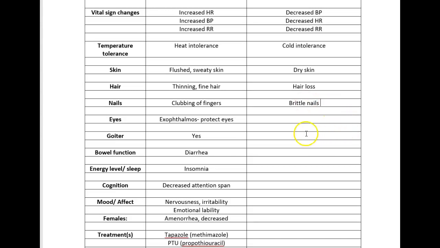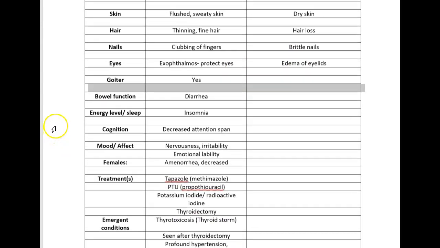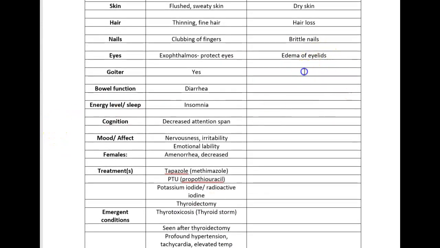Moving further down, as far as the eyes, you're not going to have exophthalmos. But when you think about myxedema, which can either be congenital untreated hypothyroidism or become a hypothyroid emergency, you may see edema of the eyelids. You also might see a goiter. So the patient with hypothyroidism may have a goiter.